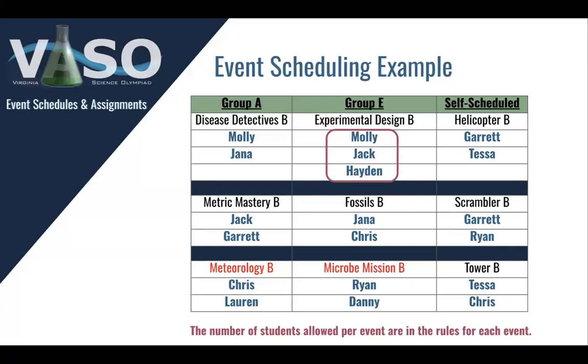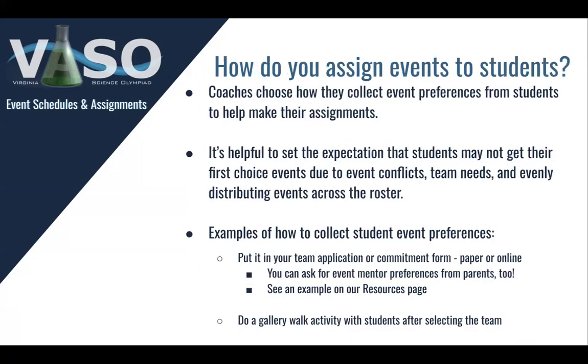Most events are simply for 2 students, as represented by this setting here. But there are some that will allow for 3, notably experimental design and Codebusters, though there are others sometimes in different years. So that's how you can make sure that you're following all the conflict guidelines when assigning students into different events.